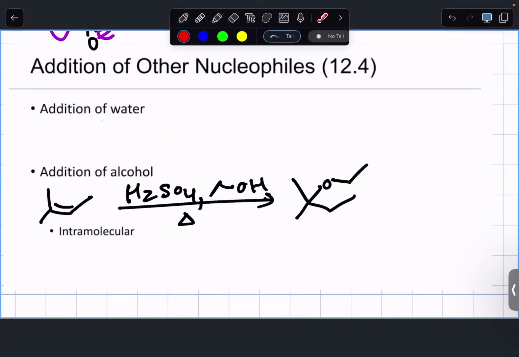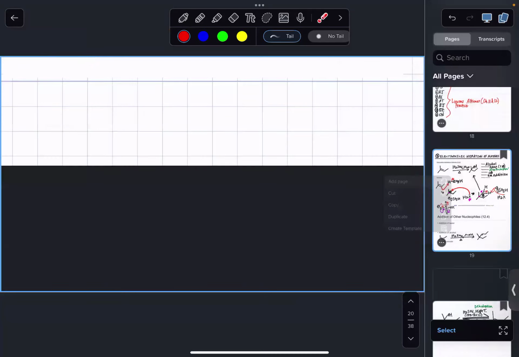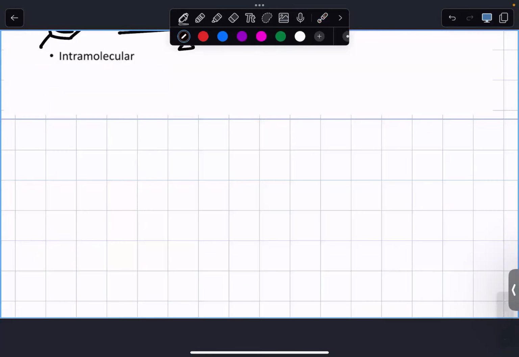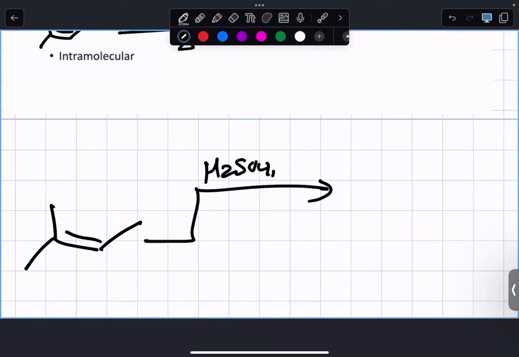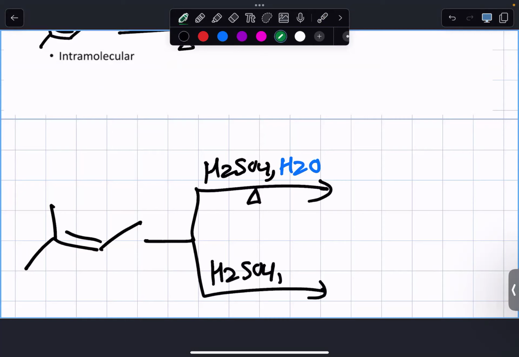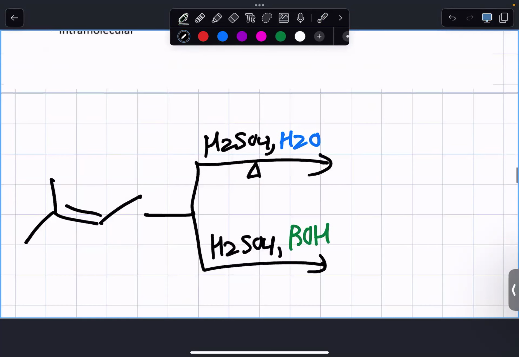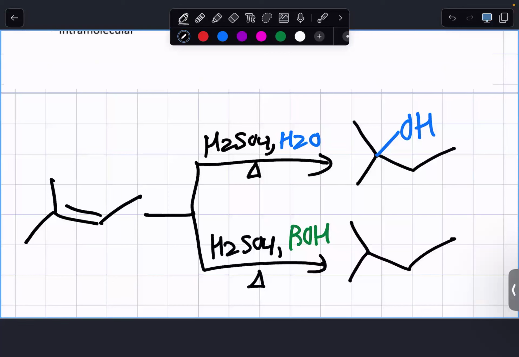So let me make that clearer on the notes. Say we have that and H2SO4. Let's say the water is blue, and let's say some kind of alcohol with some random R group is green. But everything else is the same, acid and heat. The water will add an OH on the Markovnikov position, the more substituted position. The alcohol will attach OR onto the Markovnikov position. Right? So that's the difference.